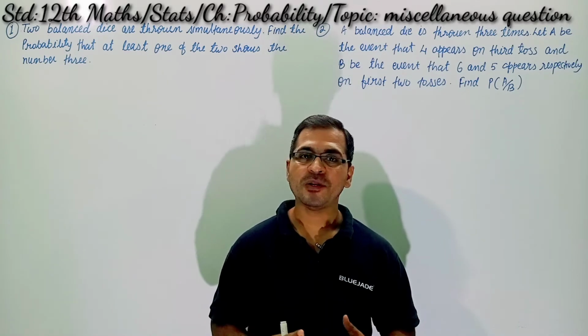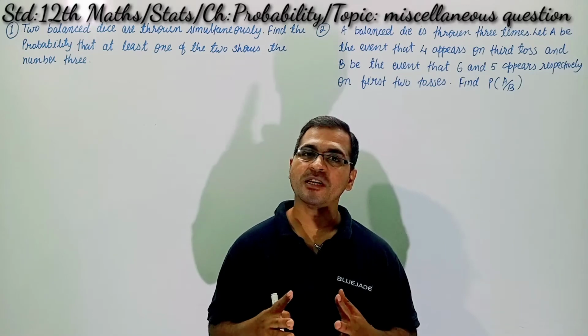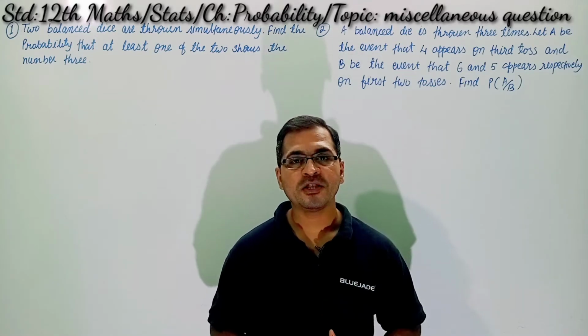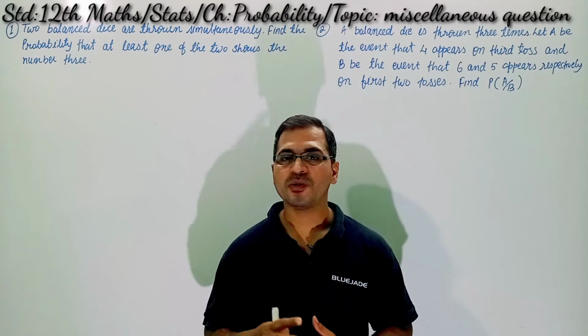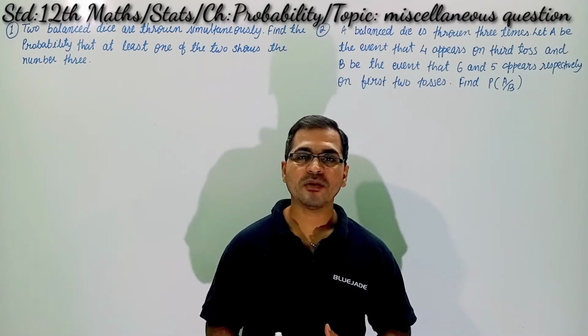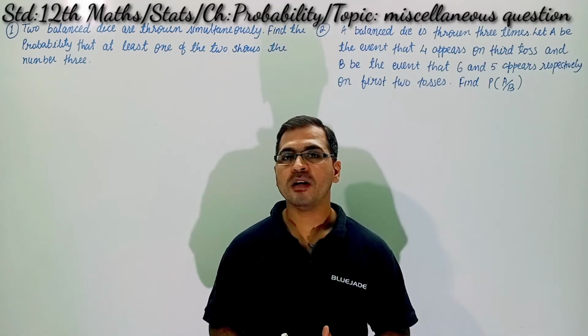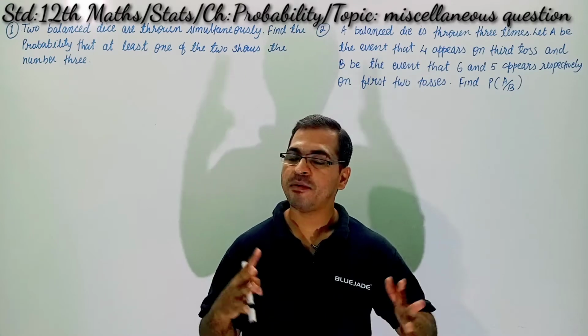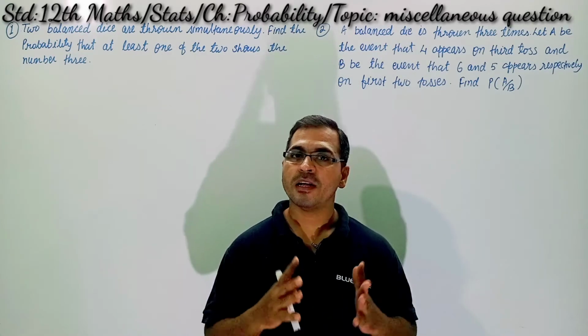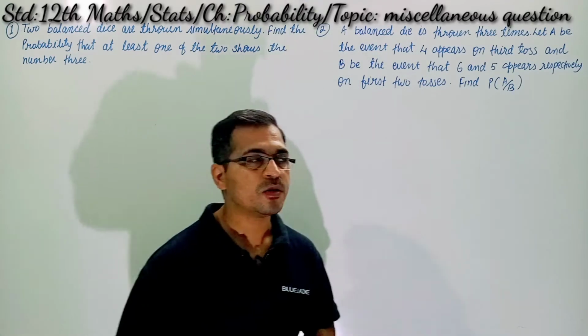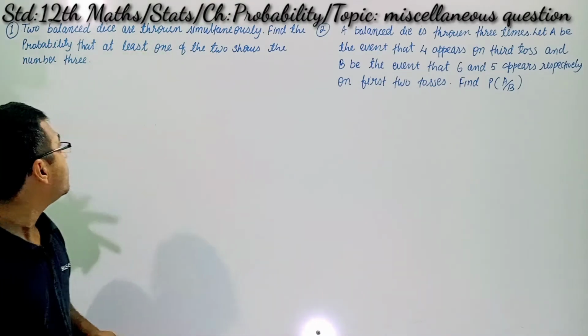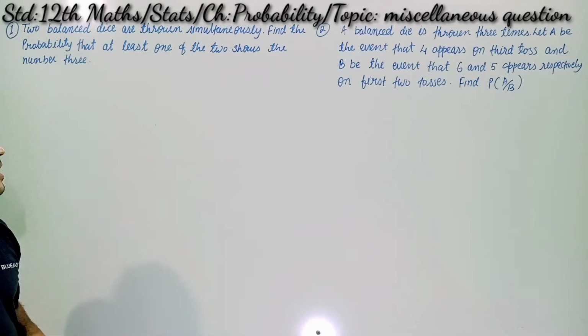Students, in our previous video lecture of probability we have studied conditional probability and its example. So students, in today's video lesson we are continuing that topic of conditional probability and we will see a few examples regarding that topic. Okay students, so the first question over here, two balanced dice are thrown.